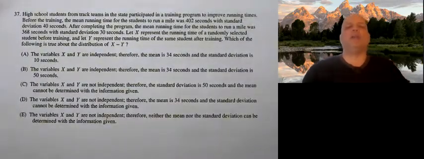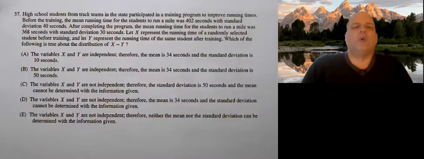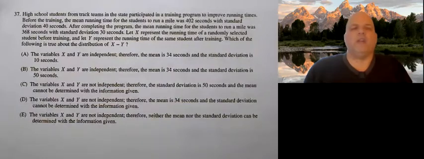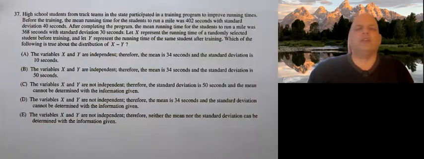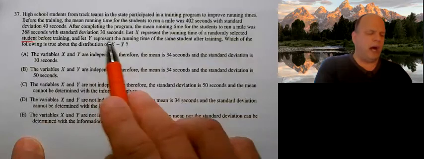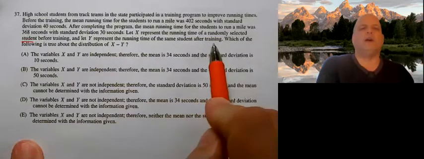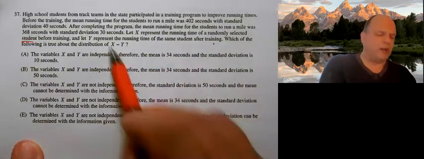High school students from track teams in the state participated in a training program to improve running times. Before the training, the mean running time for students to run a mile was 402 seconds with a standard deviation of 40 seconds. After completing the program, the mean running time was 368 seconds, with a standard deviation of 30. Let X represent the running time of a randomly selected student before training, and let Y represent the running time for the same student after training. Which of the following is true about the distribution of X minus Y?